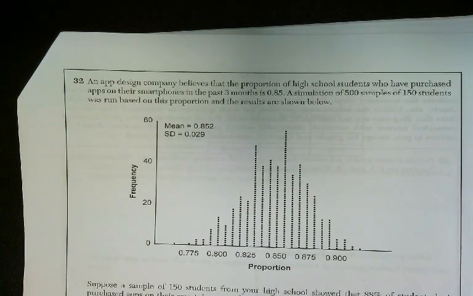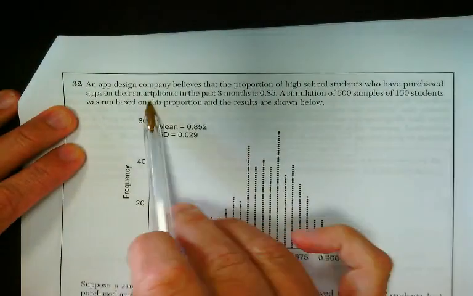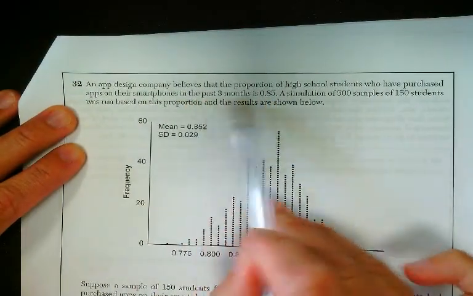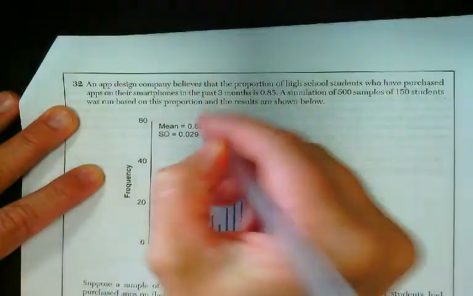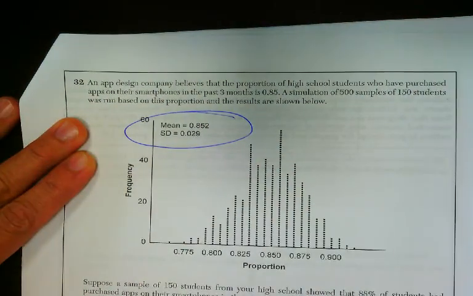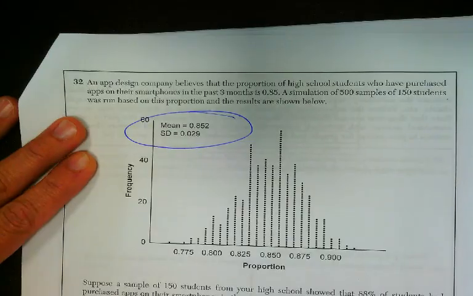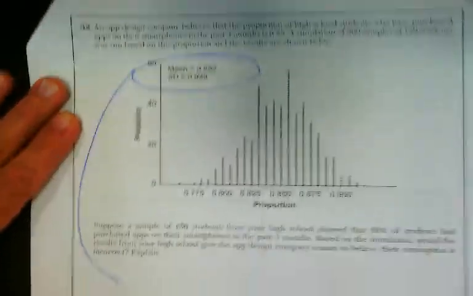So again, we've got this app design company that believes the proportion of high school students who have purchased apps on their smartphones in the last 3 months is 0.85. So they run a simulation and they find this data. Based on this simulation, let me slow down. Suppose a sample of 150 students from your high school shows that 88% of students purchase apps on their smartphone. Based on the simulation, would the results from your high school give the design company reason to believe their assumption was incorrect? So again, the first thing I should be finding is the what?